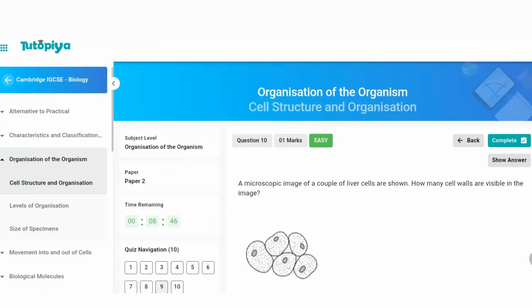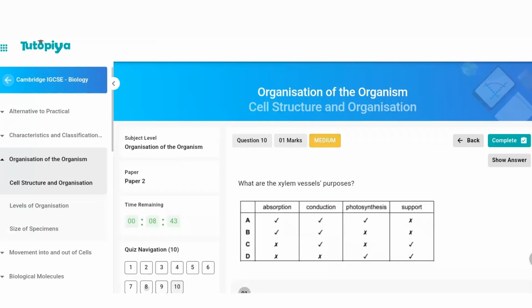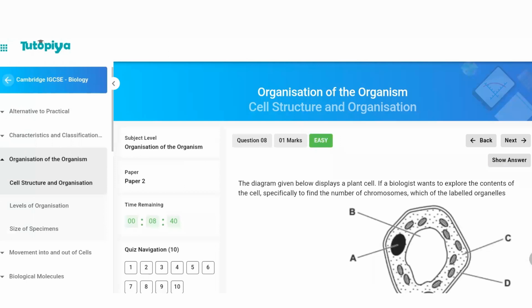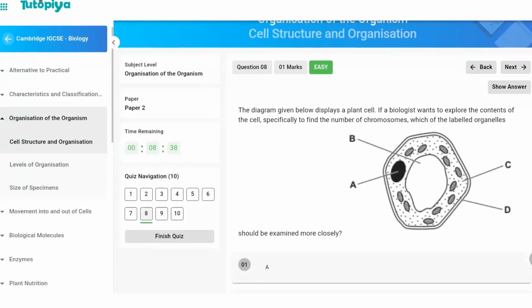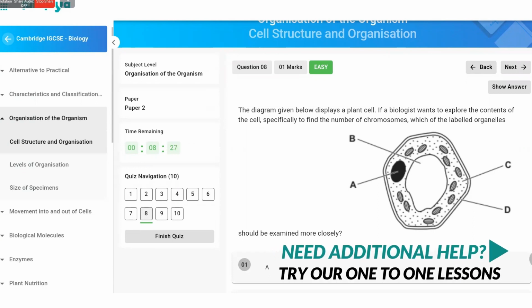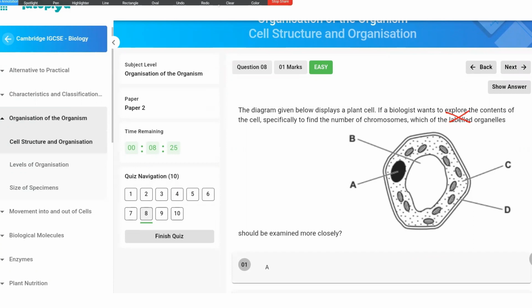All right, and let's try out one more question. The question here states that the diagram given below displays a plant cell. If a biologist wants to explore the contents of the cell, specifically to find the number of chromosomes, which of the labeled organelles should be examined more closely? So if you ever want to know the number of chromosomes, where are these chromosomes located? We've learned that these chromosomes and the DNA are all located within the nucleus, which is shown by A. So that's our answer.